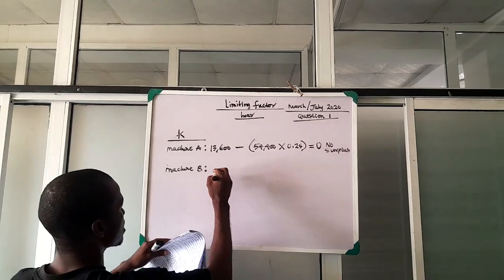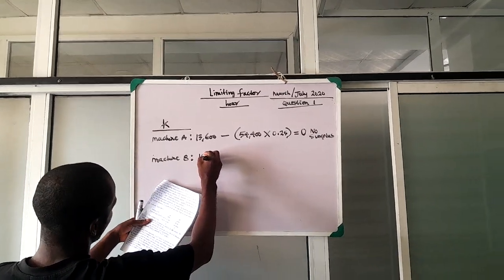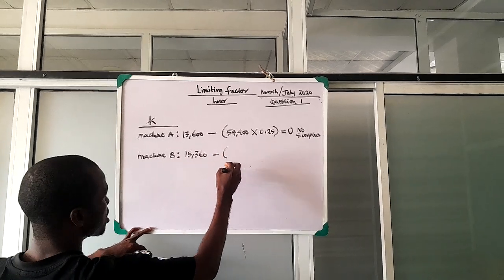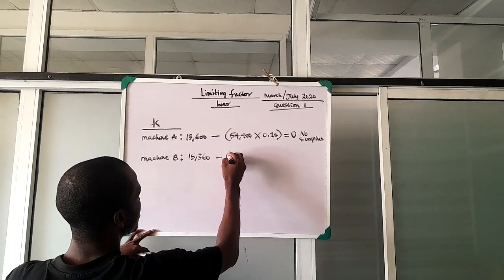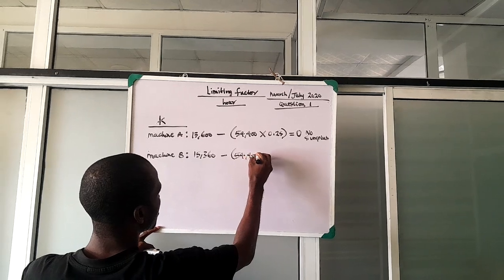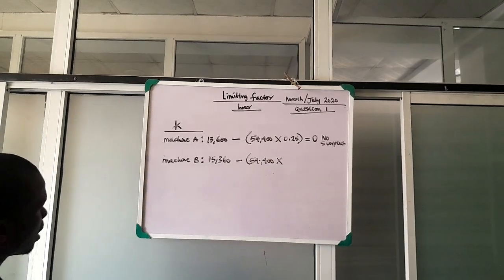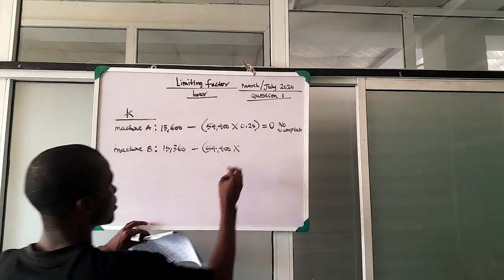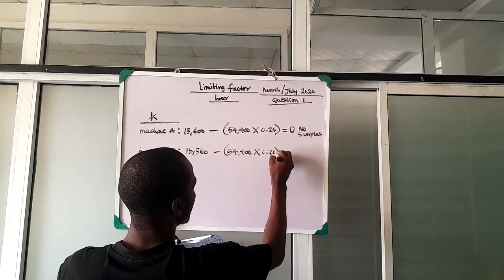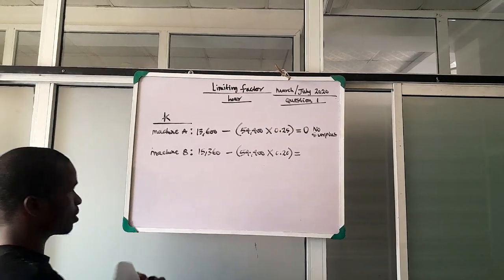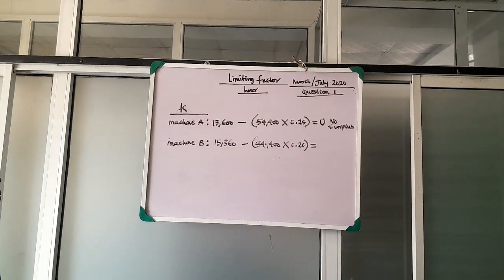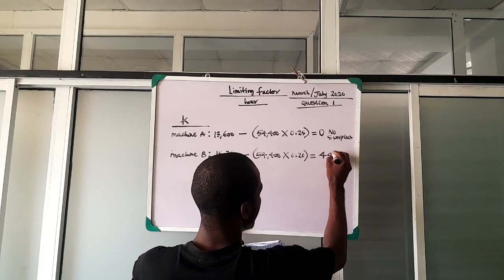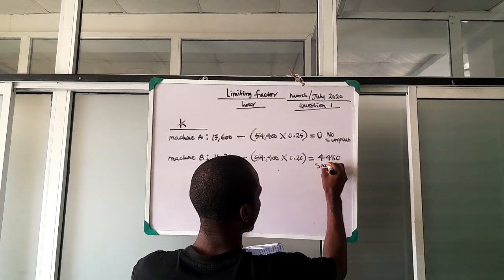Here we'll have 15,360 minus what was initially used under K, 54,400. Then for K, under line B, you have 0.20. So this will give us 4,480 spare time. 4,480 spare time.